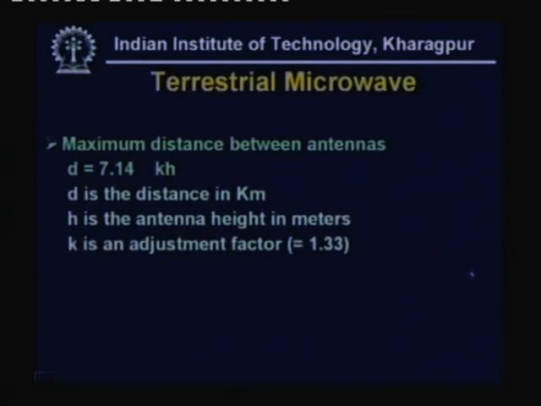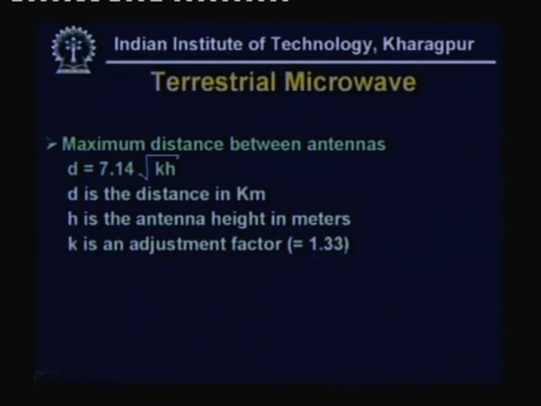As I mentioned, in this case also the formula for maximum distance, d equal to 7.14 root kh, is applicable. Here d is the distance in kilometers and h is the antenna height in meters. The value of k is an adjustment factor because it is not fully line of sight, the signal gets bent, and the adjustment factor is 4/3, that is 1.33. Let us assume the antenna height h is equal to 100 meters. If you substitute this here and take k equal to 4/3, we will find the distance is roughly equal to 82.